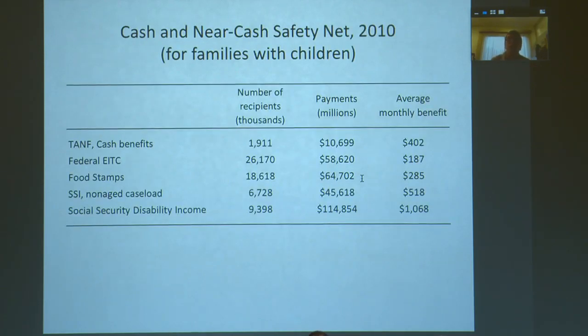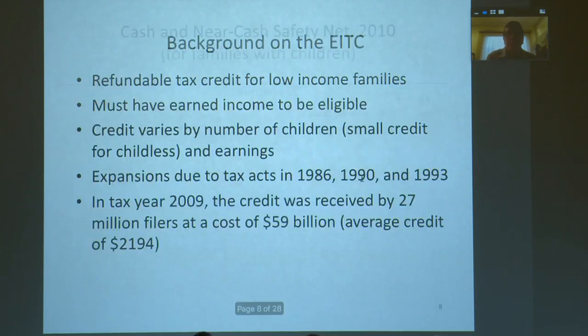This tells you for the year 2010, for families with children, something about the magnitude and number of recipients and average monthly benefits from these different flows, okay? So 2010, these numbers would obviously look different today, but in 2010, TANF is down to about 2 million families. The federal EITC, by contrast, is touching nearly 26 million recipients. SSI is important. SSDI is just listed there to be complete, okay?